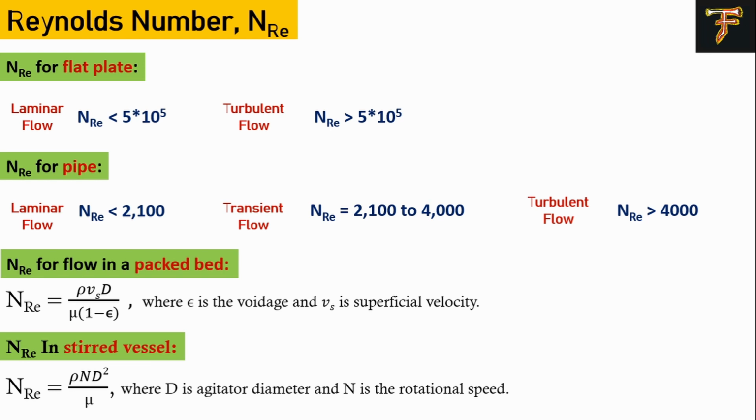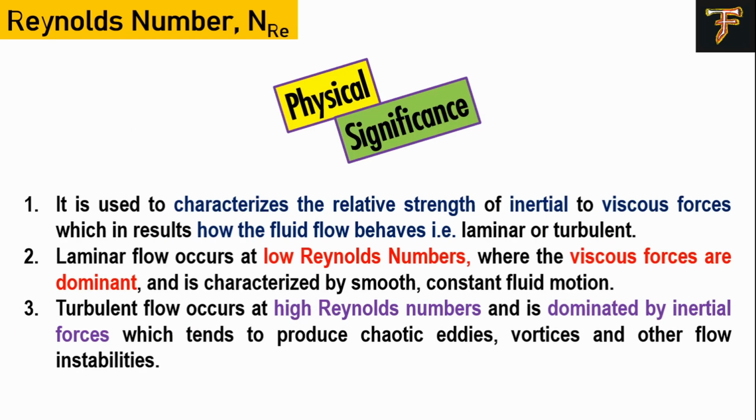So after having the discussion about the Reynolds number formula, the basic definitions, and finally some of the standard values, we can conclude the Reynolds number with the physical significance, where the Reynolds number helps us to know which force is dominating, which in turn changes the fluid behavior. So for the case of laminar flow, the Reynolds number is low, which means the viscous forces are dominating, which gives a smooth and constant fluid motion. Whereas if we talk about the turbulent flow, the Reynolds number is high and the inertial force dominates there, which gives more eddy formation, vortices, and fluid instability.